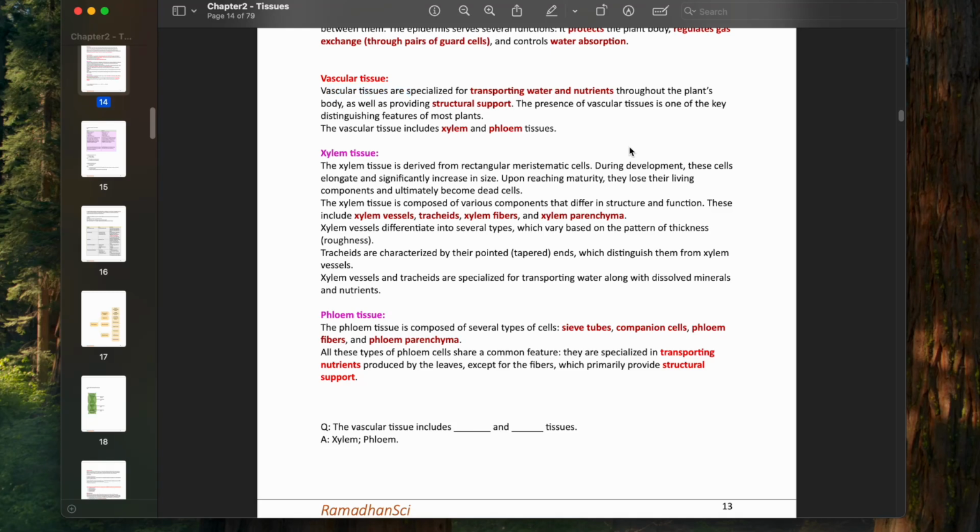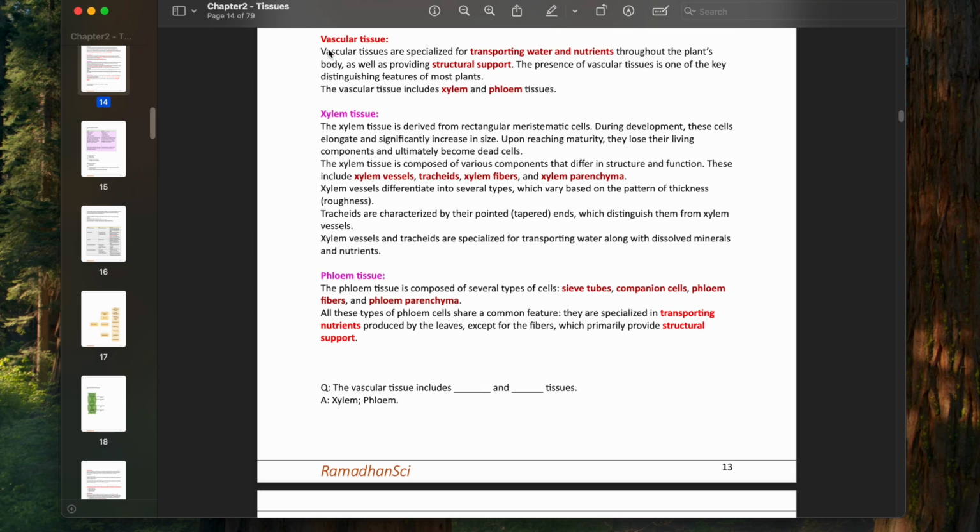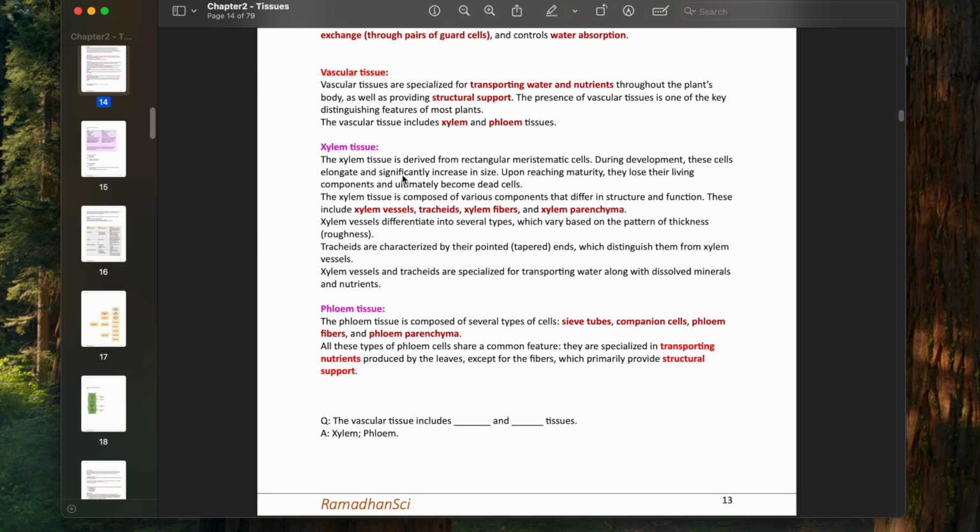Welcome. We're going to continue with the plant tissues. This is going to be the last lecture for the plant tissues. In fact, we only have one plant tissue left, which is the vascular tissue. So what is the vascular tissue?